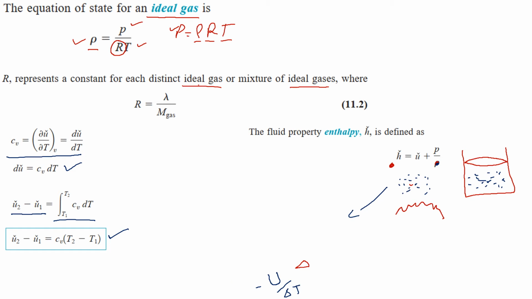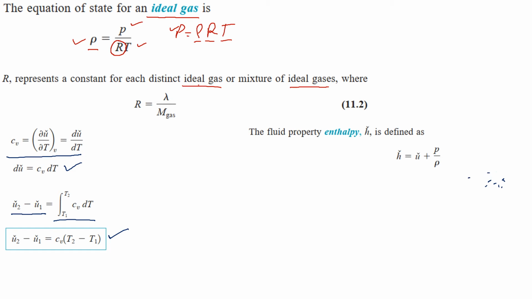We have talked about pressure and temperature. We are already familiar with how they change with density. Now we talked about the internal energy and how that is related to the specific heat capacity at constant volume. But now let's talk about the enthalpy.